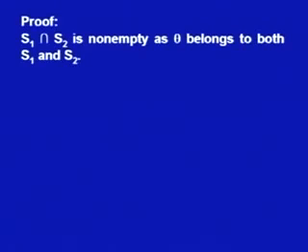Now to prove this, it is observed that the intersection of S1 and S2 is non-empty. Why? Because S1 is a subspace, S2 is a subspace, so theta has to belong to both S1 and S2. So theta must belong to S1 intersection S2, and that is why S1 intersection S2 is non-empty. Now we consider two cases.